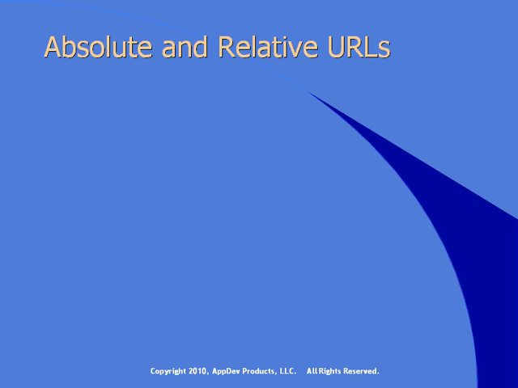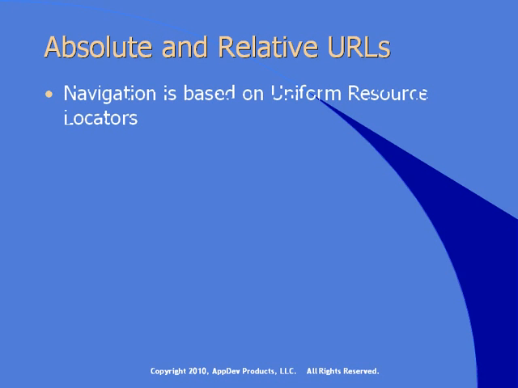One of the things you have to deal with when working with navigation is absolute and relative URLs. Website navigation is built upon the concept of uniform resource locators, or URLs. All a URL is, is a way to uniquely identify a resource. Most of the time we're talking about uniquely identifying a web page. So we may go to www.appdev.com/asp.net. I don't know if that's a real web page or folder or whatever, but that is a URL that can uniquely identify a resource.